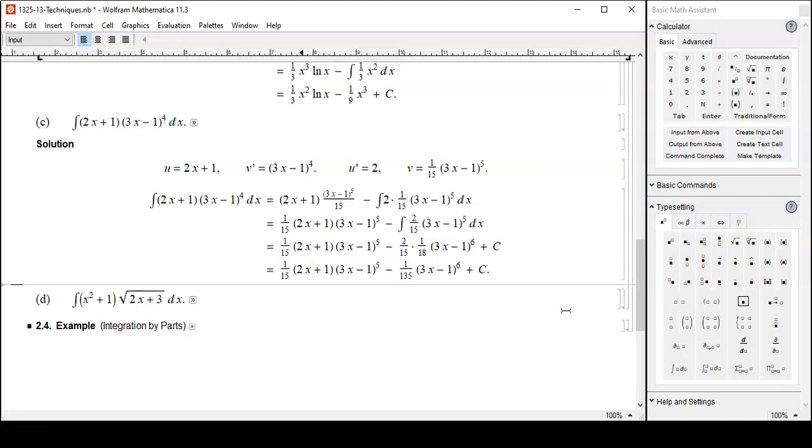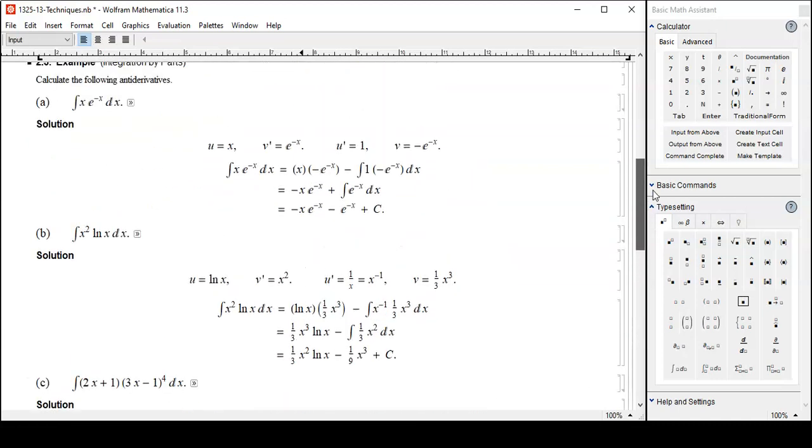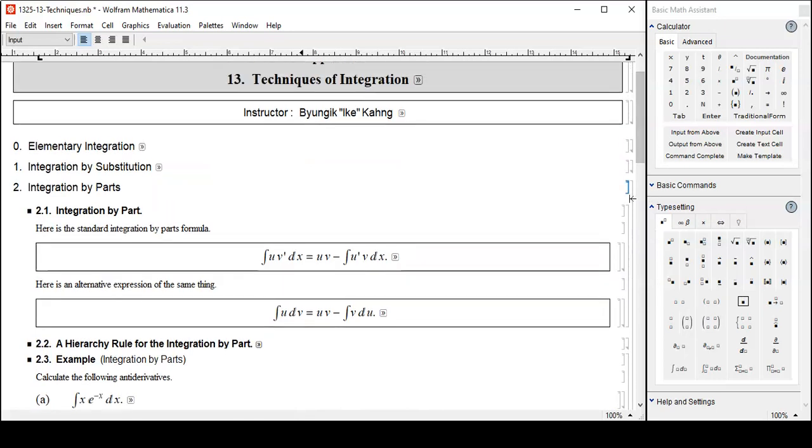Well, final problem is left to the students. We just went through integration by parts.